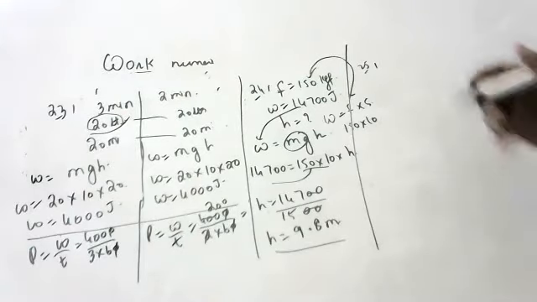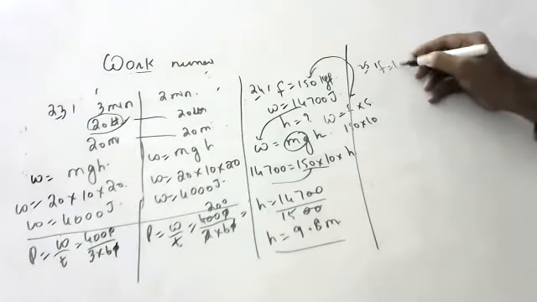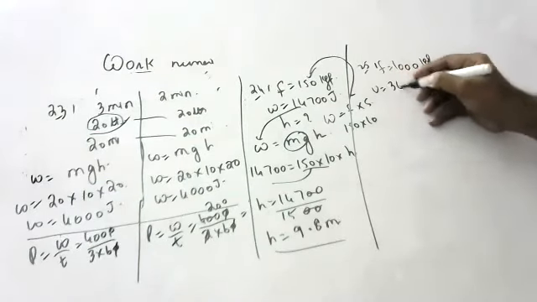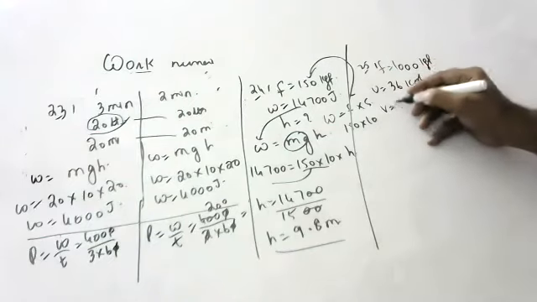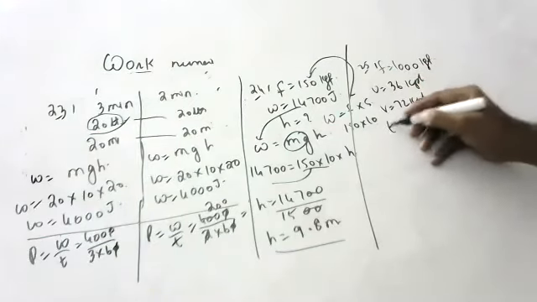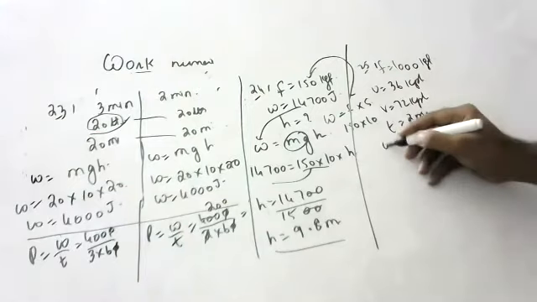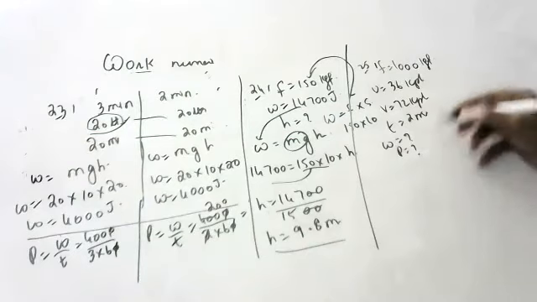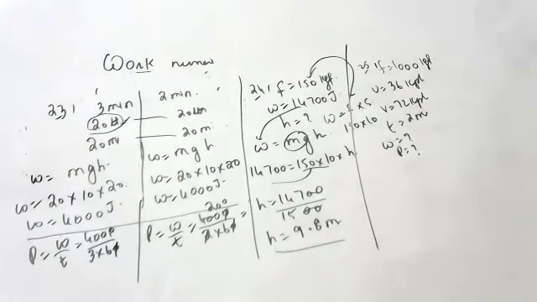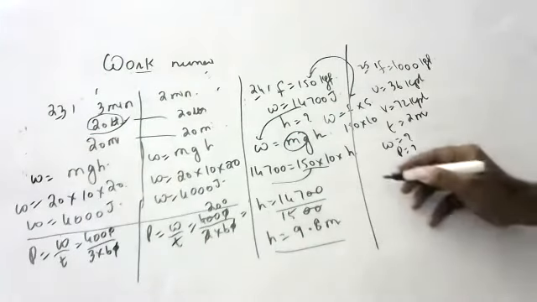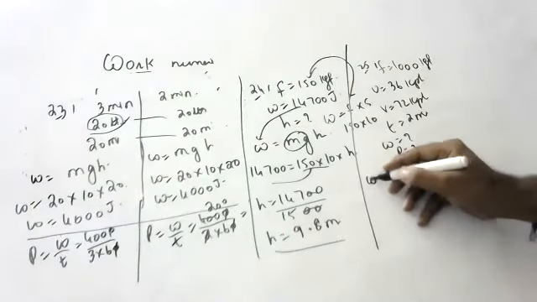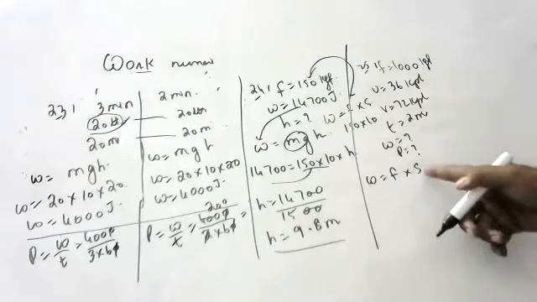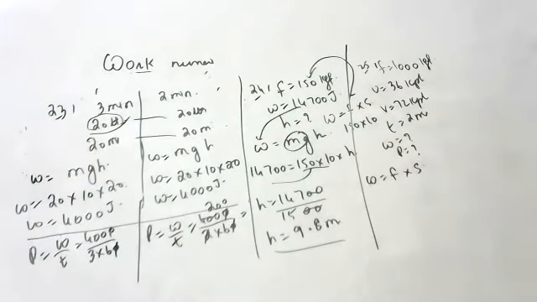A truck weighing 1000 kgf changes its speed from 36 kmph to 72 kmph in 2 minutes. Question is, find the work and power. Work is equal to F into S. F into S. Okay, then what will you do?